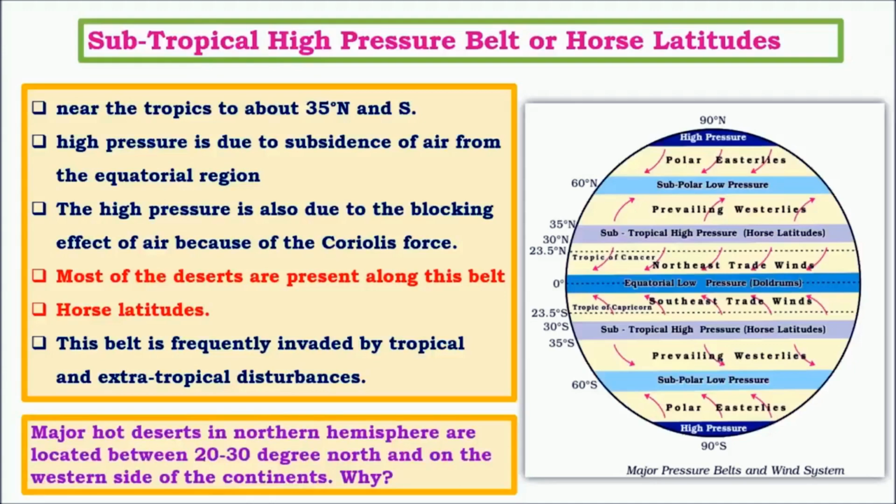Major hot deserts in the northern hemisphere are located between 20 to 30 degrees north and south and on the western sides of the continents. Why? This question was asked in the 2013 mains exam. For this, the first important thing is the presence of the subtropical high pressure belt. And again, the position of the subtropical high pressure belt is not fixed. It varies from season to season. For example, in summer, it moves northwards, and in winter, it moves southwards by 5 to 10 degrees.